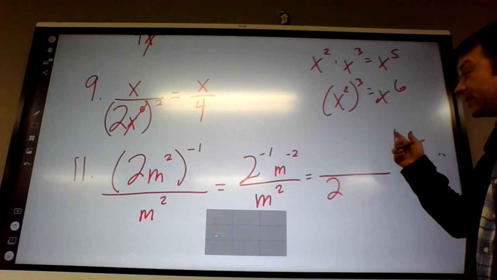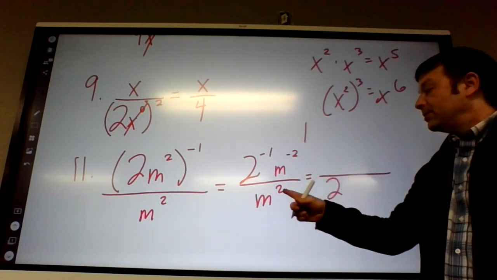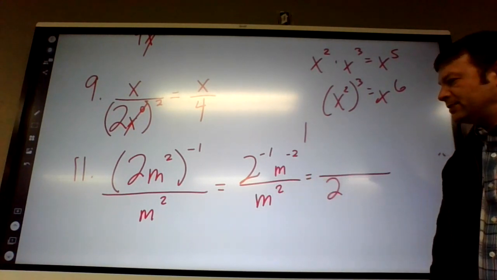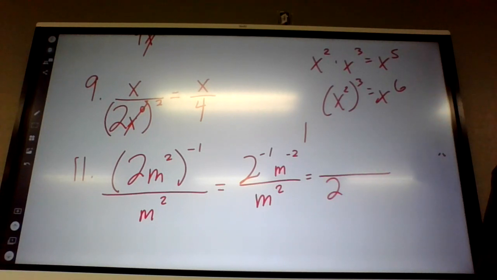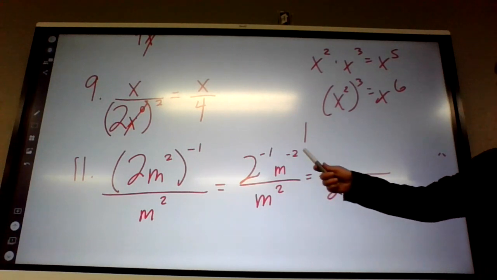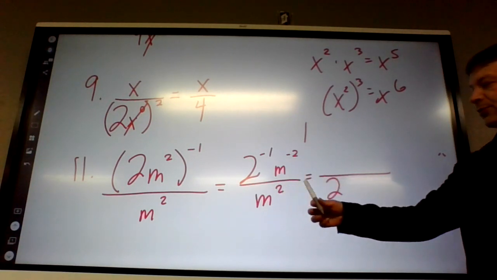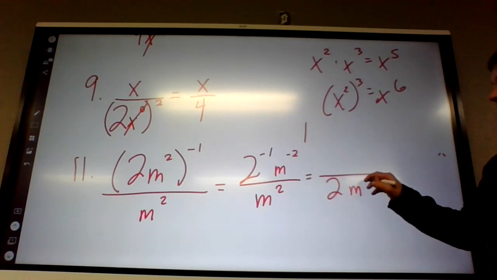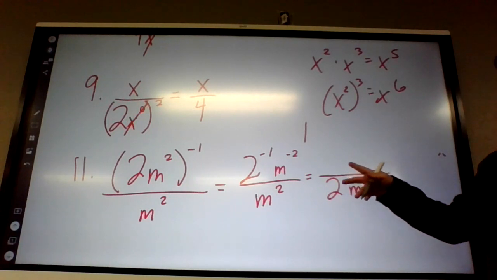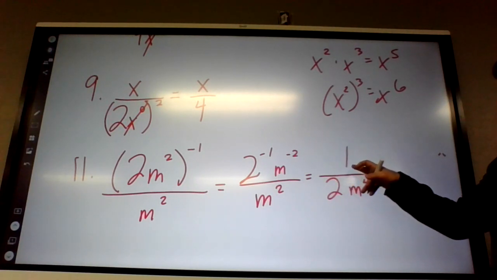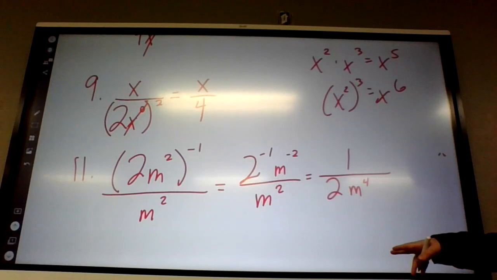Well, let's see if we're going to need that or not. So, how many m's do I have? And to the 4 on the bottom. Yeah, negative 2 minus 2 is negative 4, so you said m to the 4 on the bottom. There actually isn't anything on the top, so we do need to bring that 1 back.